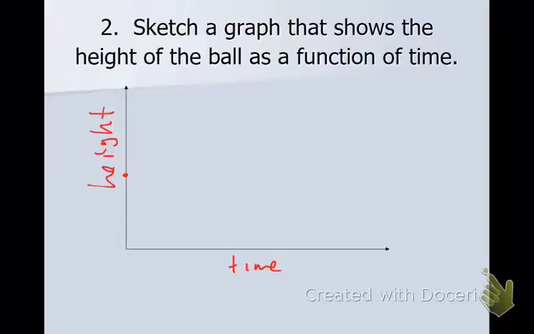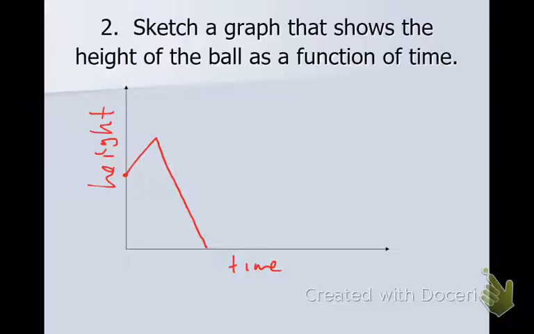Then I'm going to throw the ball up. So the ball is going to go up. Okay? And then obviously at some point it's going to start coming back down. So now it's going to come back down and it's going to hit the ground. And then what's the ball do? Well, it bounces, right? So it's going to hit the ground.